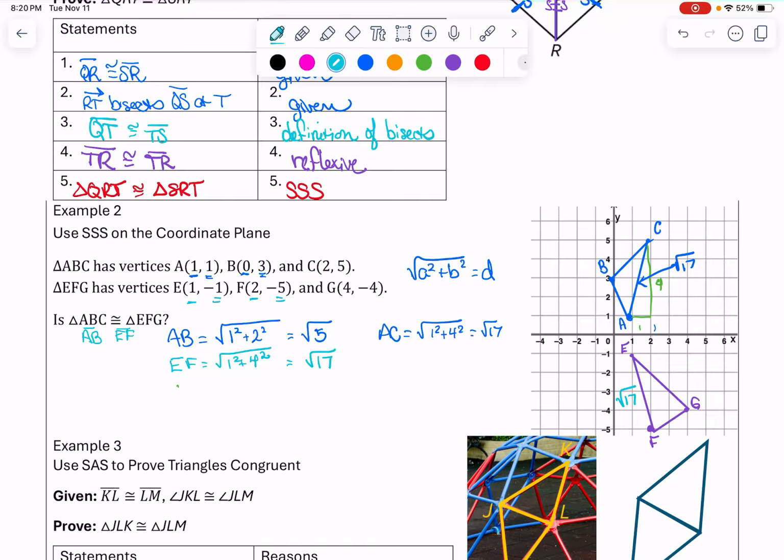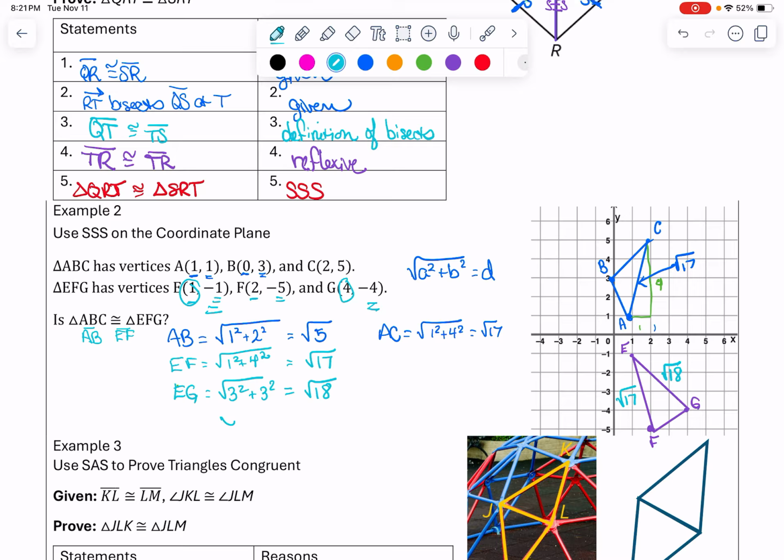But EG has a distance of... 1 to 4 is 3. And -1 to -4 is also 3. 3 squared is 9. 9 and 9 is 18. The square root of 18 is the distance between E and G. No other side could have a square root of 18 as its distance. So not only would it have been written incorrectly, but it wouldn't have had the correct distances anyway.